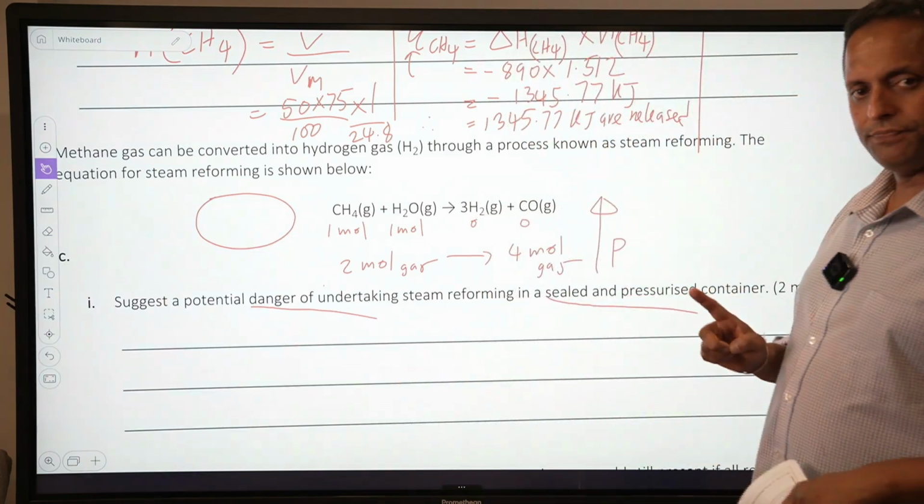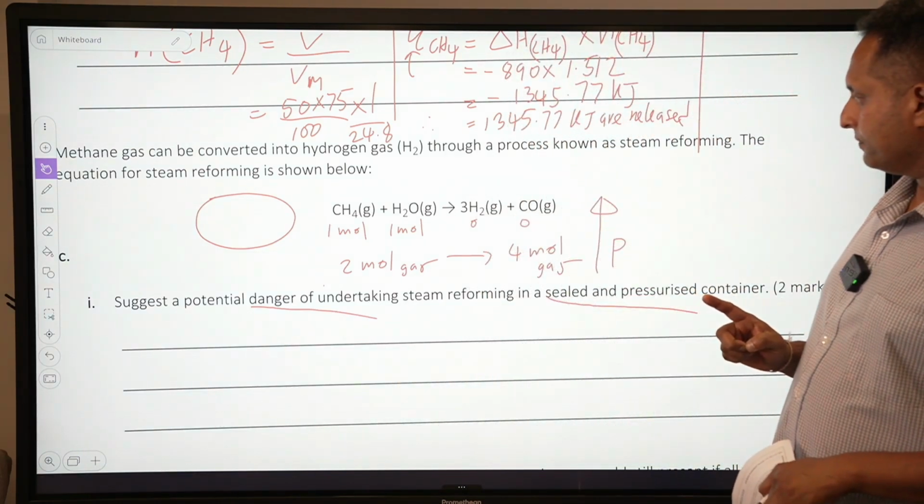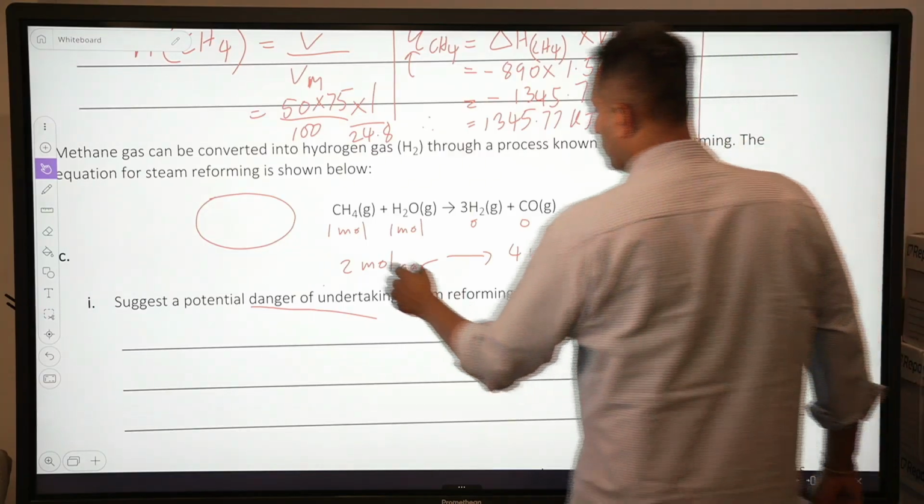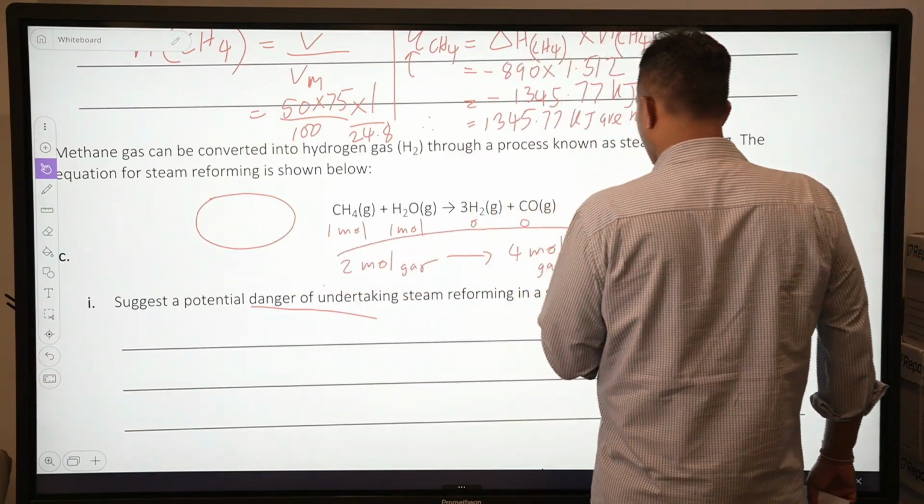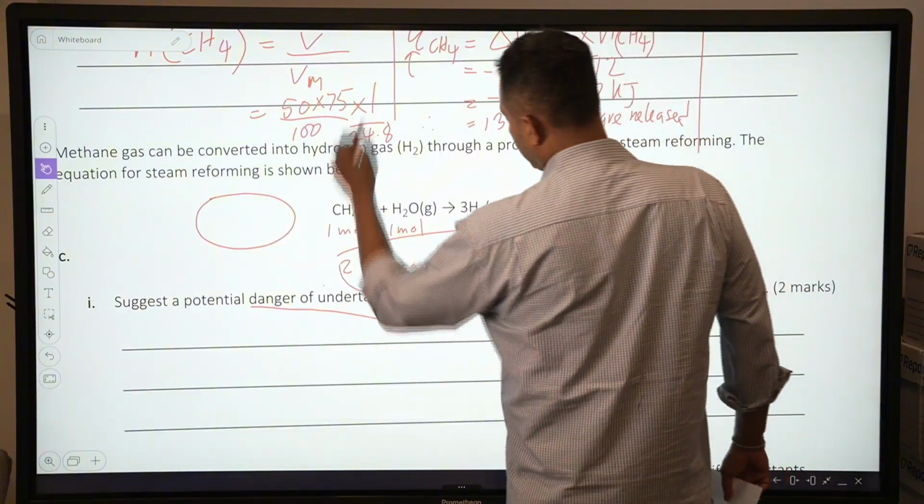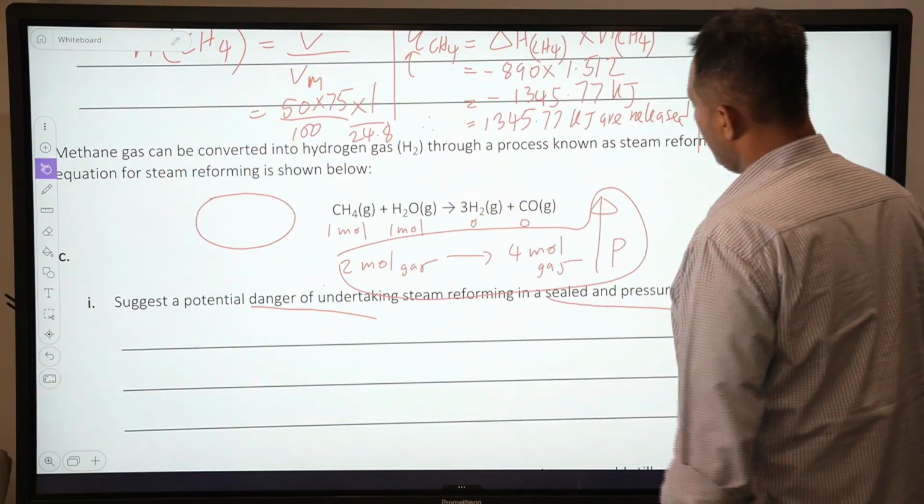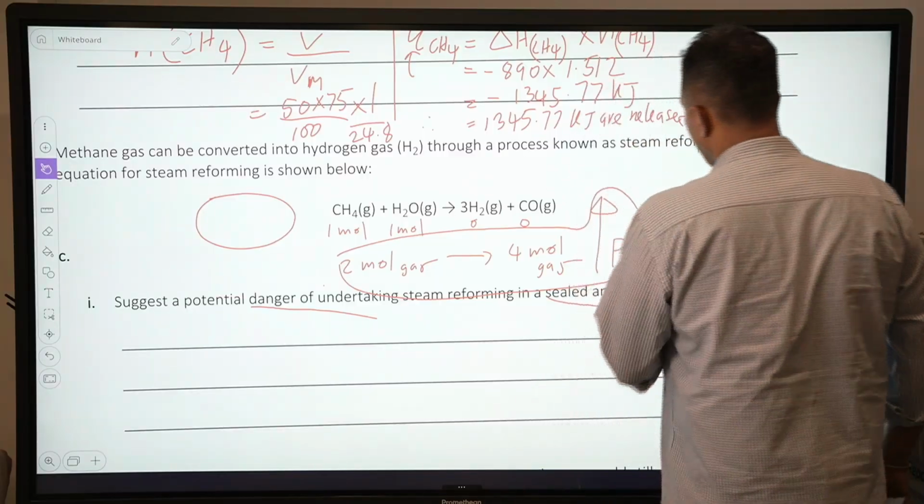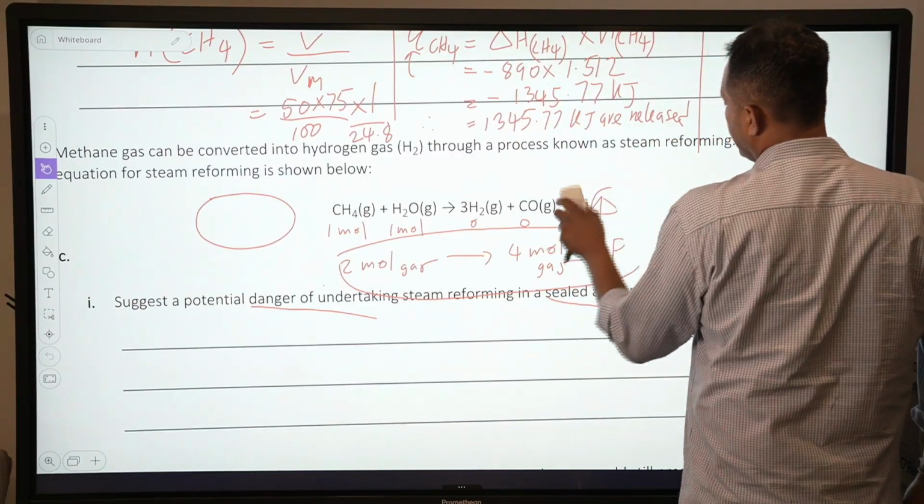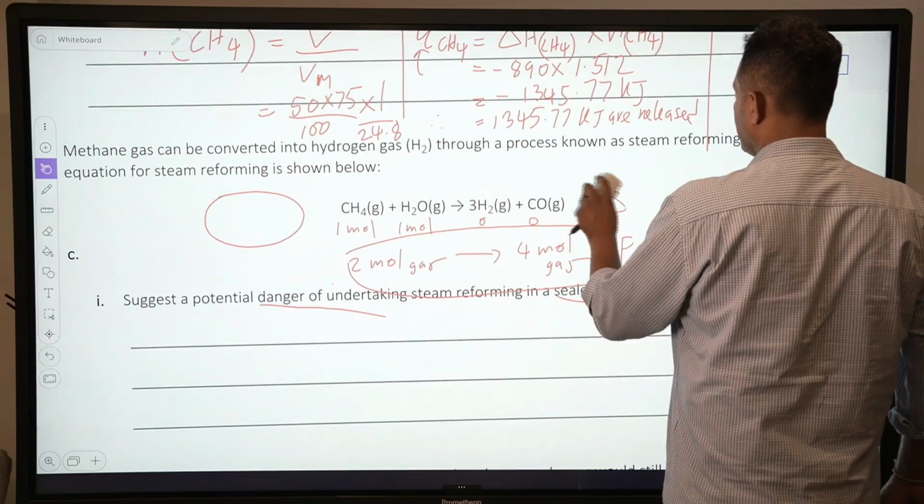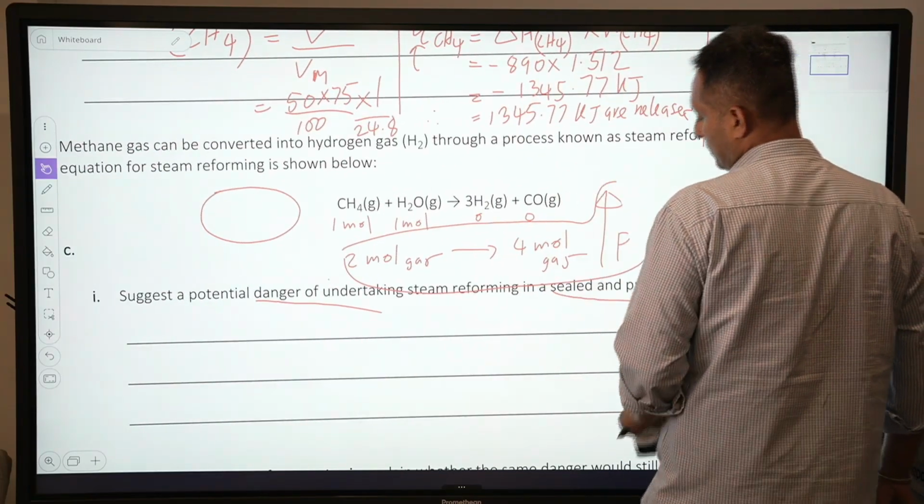Now listen. So this is the clue. 2 moles become 4 moles and suddenly the pressure increases. That is what you need to remember. 2 moles become 4 moles and suddenly what? Pressure increases.